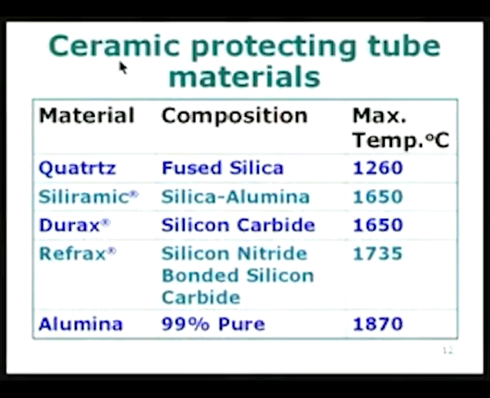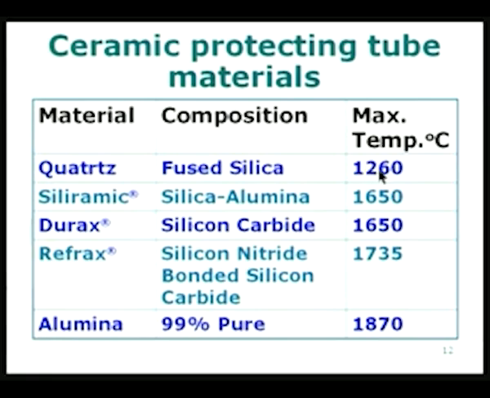So we come to the question of ceramic protecting tube materials. This is what we were talking about just now. Instead of a covering in the form of a sheath, you can use a tube. I can use a quartz tube, a quartz tube with two holes through which the two wires can be run. It is nothing but quartz, fused silica, as a composition.